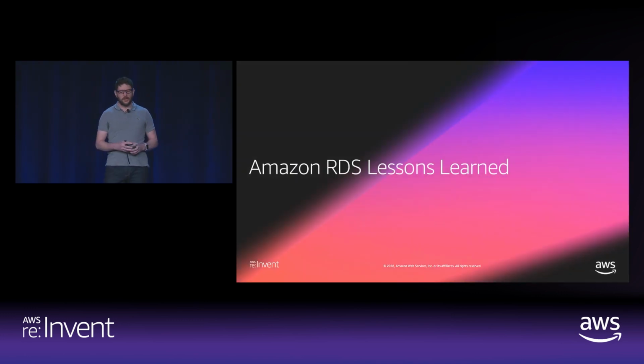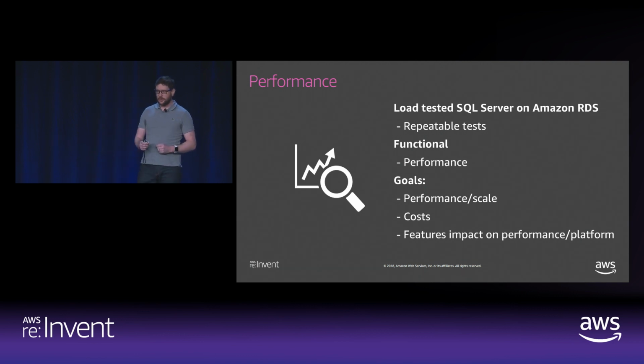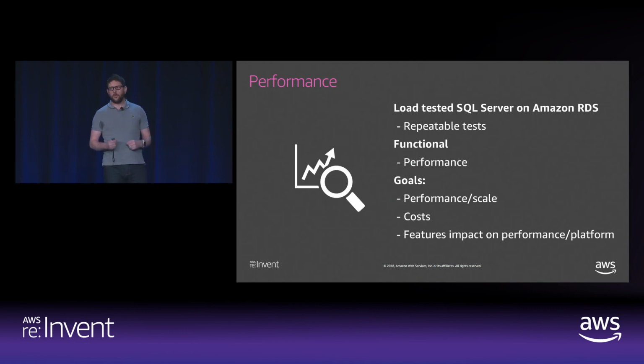So next, I'm just going to go through some of the lessons that we actually learned as part of this. And the first part of that, I'm going to look at the performance piece. So we carried out a number of load tests on SQL Server on Amazon RDS with our partners, Fortified Data. And we carried out 50 repeatable tests using HammerDB and a synthetic workload. And as part of that, we used different parameters, groups and classes so we can understand what performance we can actually get out of this.